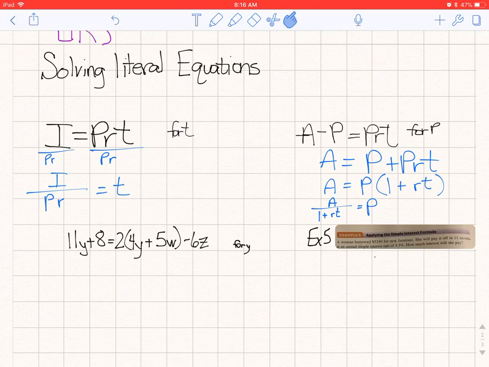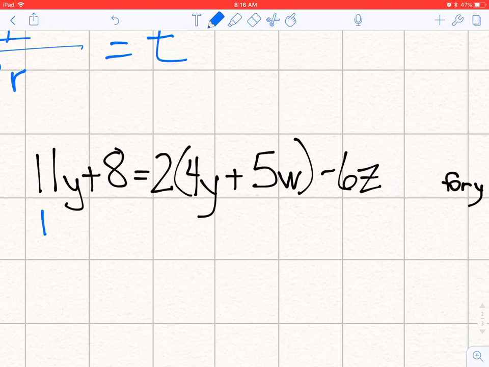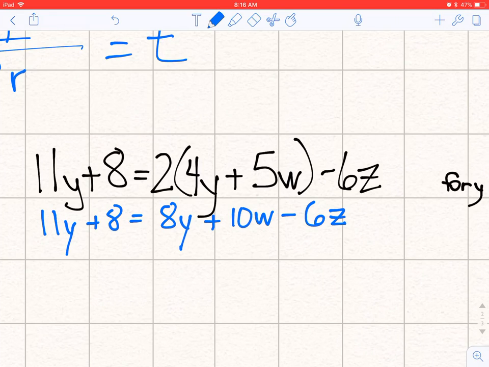Okay. Here's a little bit longer one. So this is where I say this is a lot like what we've done before, but it gets more confusing. So they want us to solve this one for y. So I'm going to go ahead and distribute the 2 on the right-hand side to make that an 8y and a 10w, but I don't have to distribute to the 6z because it's not inside the parentheses. I want to get my y's on the same side, so I'm going to subtract this 8y. So I have 3y plus 8 equals 10w minus 6z.